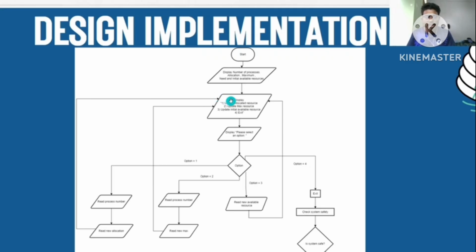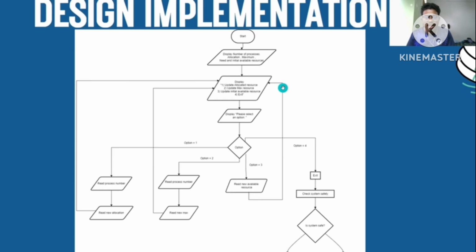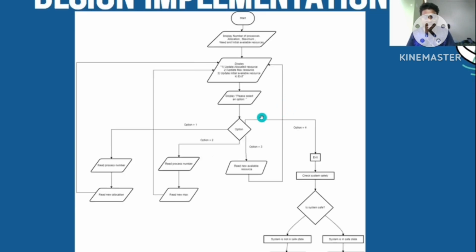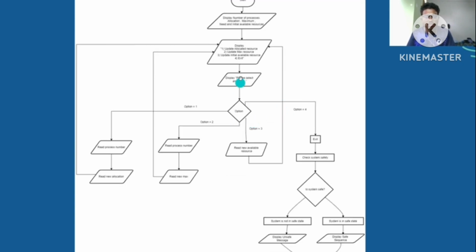Okay, so now I'm going to explain about design implementation. First is start the program, and then it will display the number of processes, allocation, maximum, need, and also initial available resources. And then it will display the options, which are update allocated resource, update max resource, update initial available resource, and also exit. And then we ask for please select an option, and then if they choose the first option, which is update allocated resource, it will first ask to read process number, and then ask to input new allocations. And the second one, if they choose option number 2, it will update max resource.